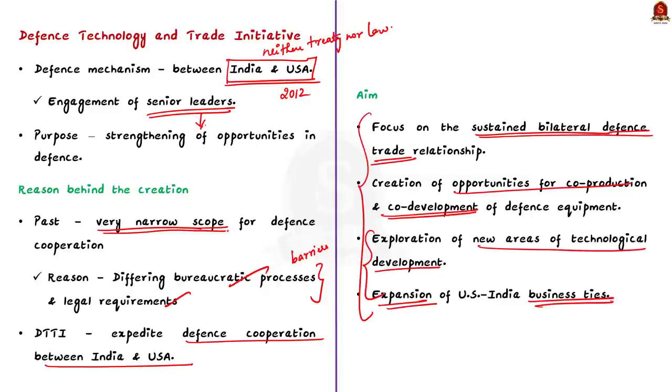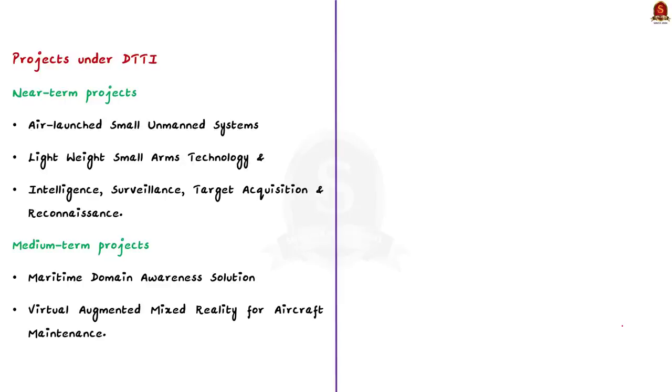First one is to sustain the bilateral defense trade relationship. Second one is creation of opportunities for co-production and co-development. And third one is exploration of new areas of technological development and expansion of business ties. Now, let us see about the projects under DTTI. See, the projects under DTTI have been classified as near, medium and long-term projects. Now, we'll see them one by one.